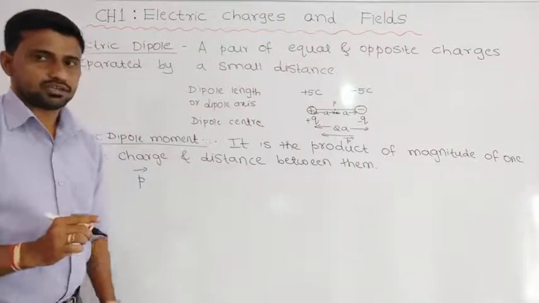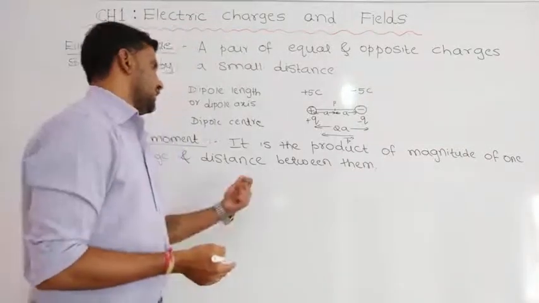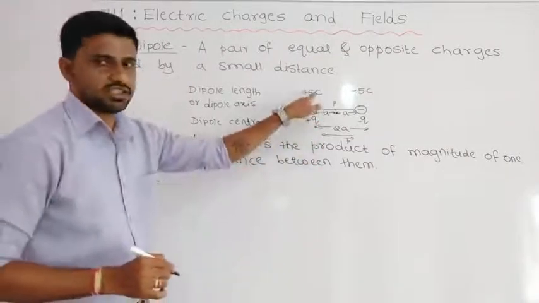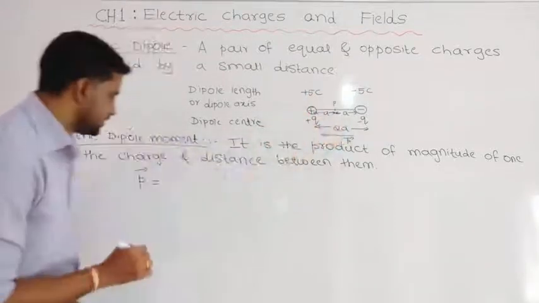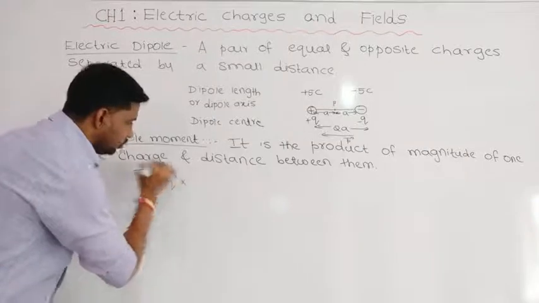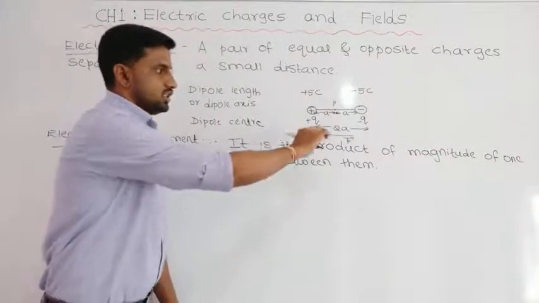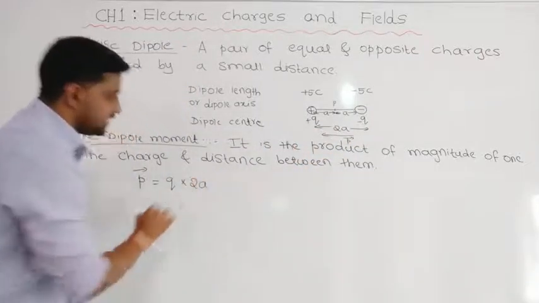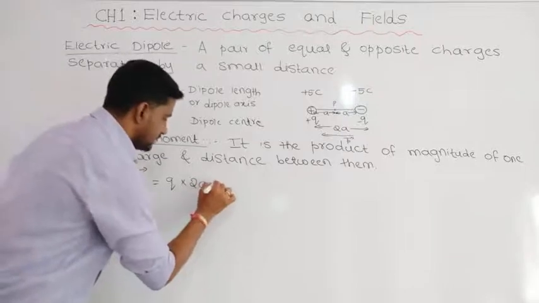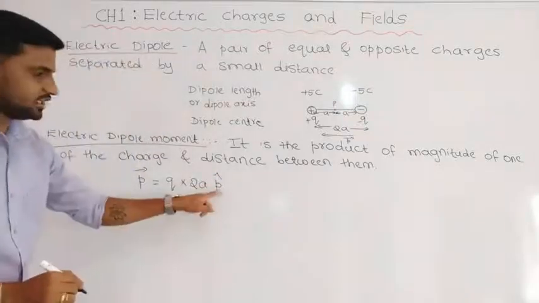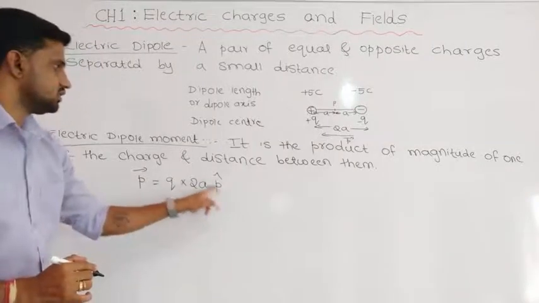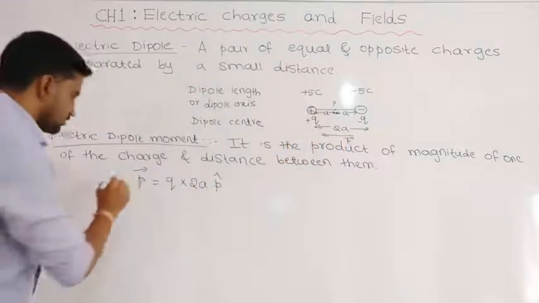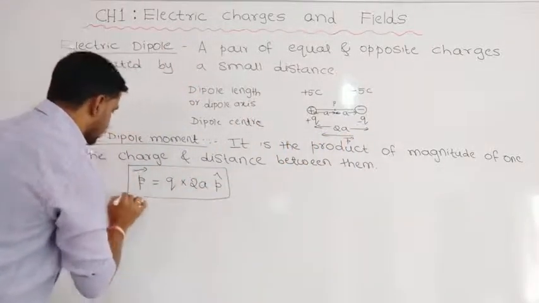That means electric dipole moment has both magnitude and direction. According to the definition, it is the product of the magnitude of one of the charges, that is q, into the distance between the two charges, which is nothing but 2a, right? And it has a direction, which I represent using the unit vector p cap, and its direction is always from the negative charge to the positive charge. So that is about electric dipole moment.